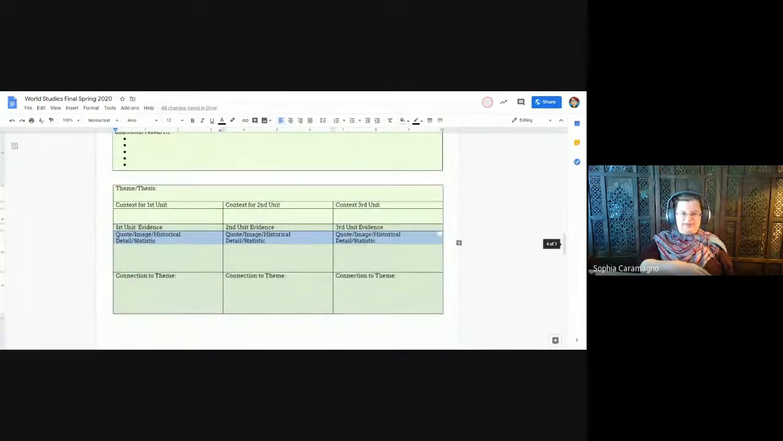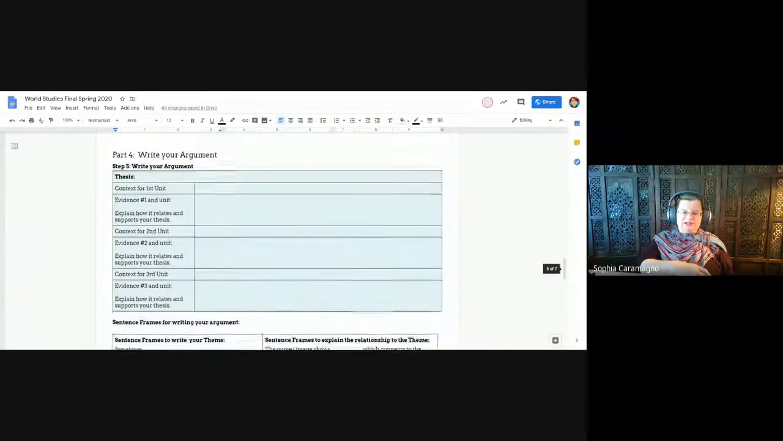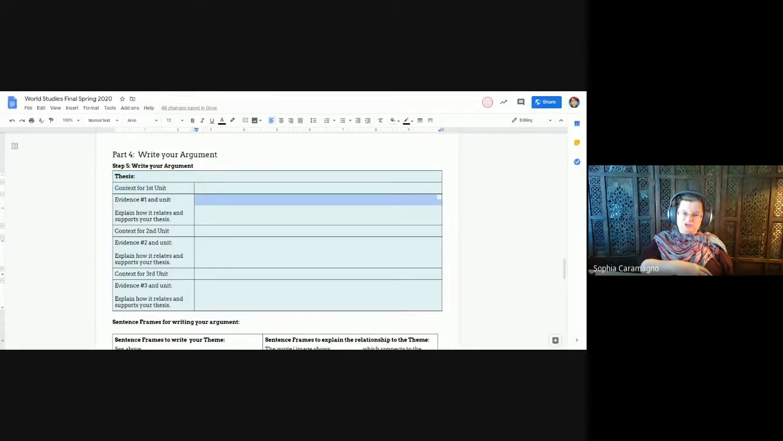Once you have completed your pre-write, you're going to actually write out your argument. You're going to start with your thesis, provide context for your first unit, then introduce the evidence for your first unit and say how it proves your thesis. Do the same thing for your second unit and your third unit, and you're done. You don't need a conclusion. You don't need a hook. You just want it to be short, sweet, and to the point.